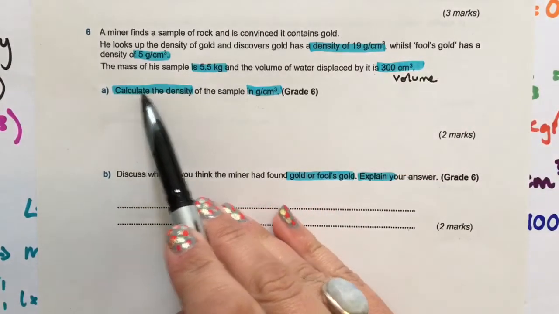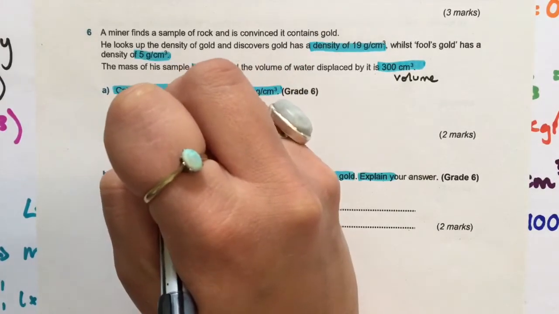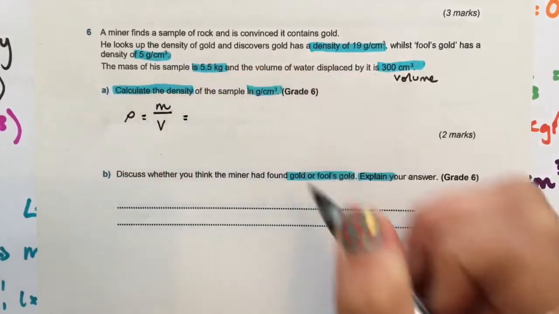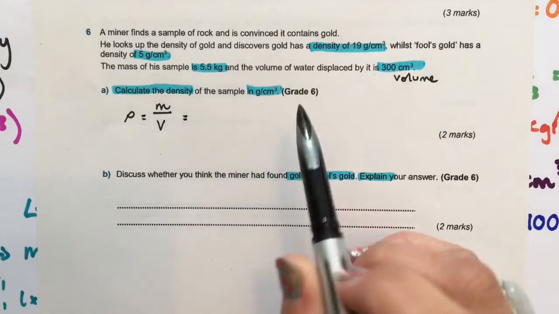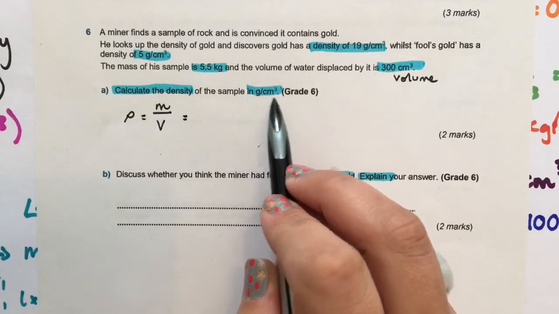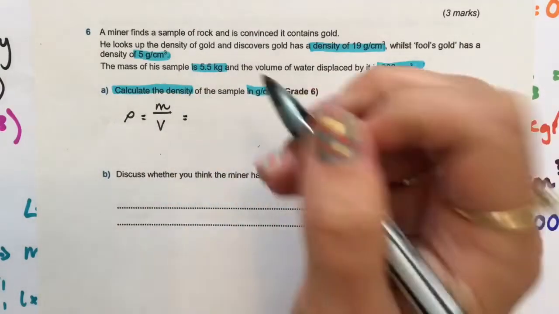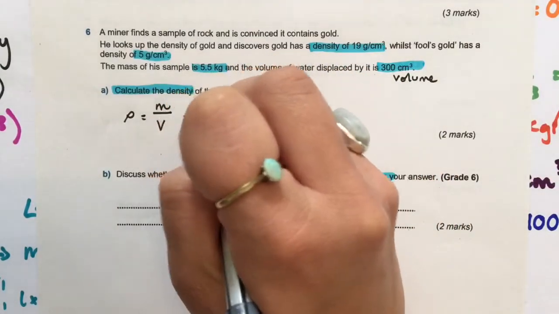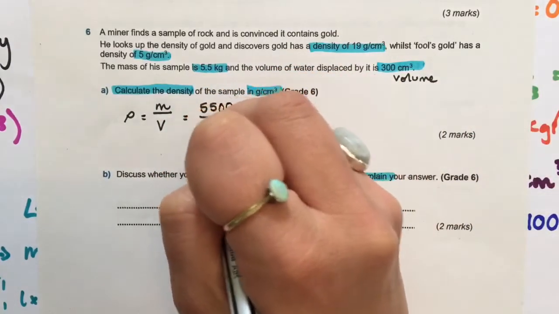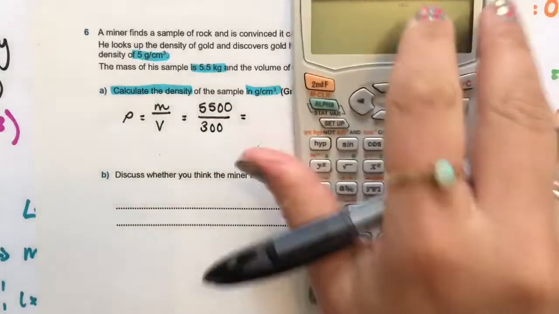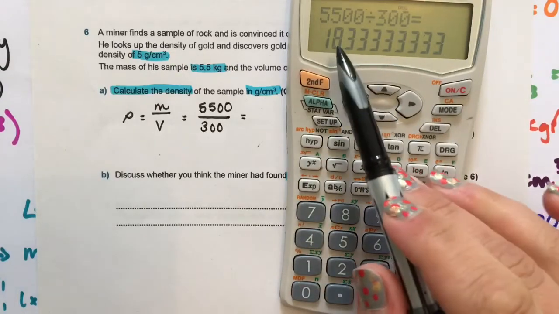Okay, so we need to calculate the density of the sample in grams per centimetre cubed. So writing out our equation, density is equal to mass over volume. So the mass that we've been given is 5.5 kilograms, but we've been asked for our answer in grams per centimetre cubed, so we need to convert the kilograms into grams. There are 1,000 grams in a kilogram, so 5.5 kilograms is 5,500 grams. And the volume is 300. So therefore, if I do 5,500 divided by 300, 18.3 recurring.